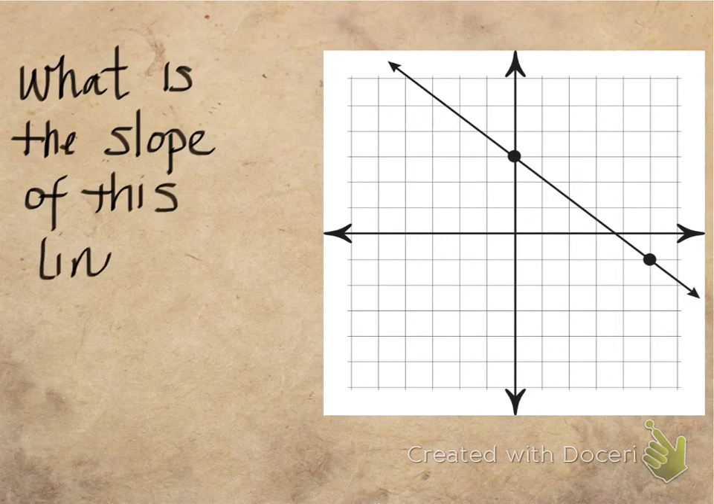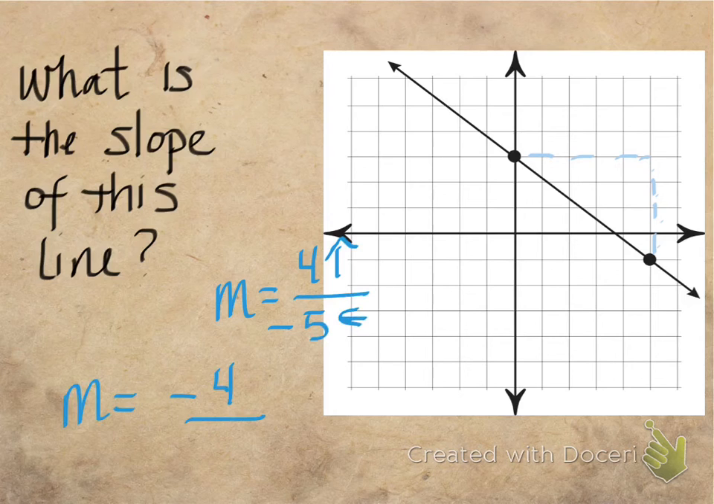The slope of this line, those dots are pretty bold, so that should help you. And there's the blue line trying to help you. So M is 4 up, but we're going back. Remember, it's falling, so it's a -4/5, and it cannot be simplified.